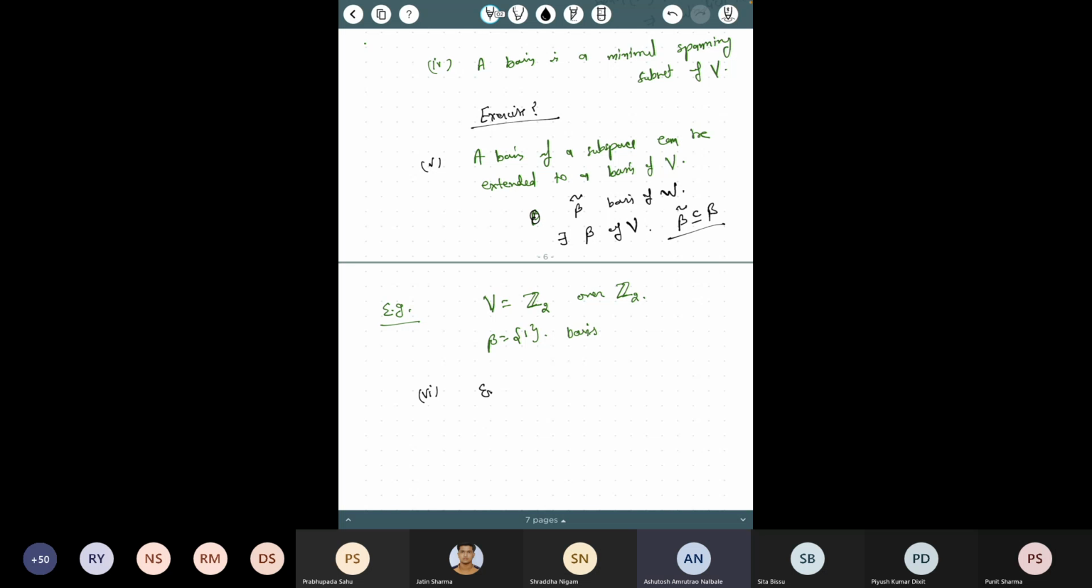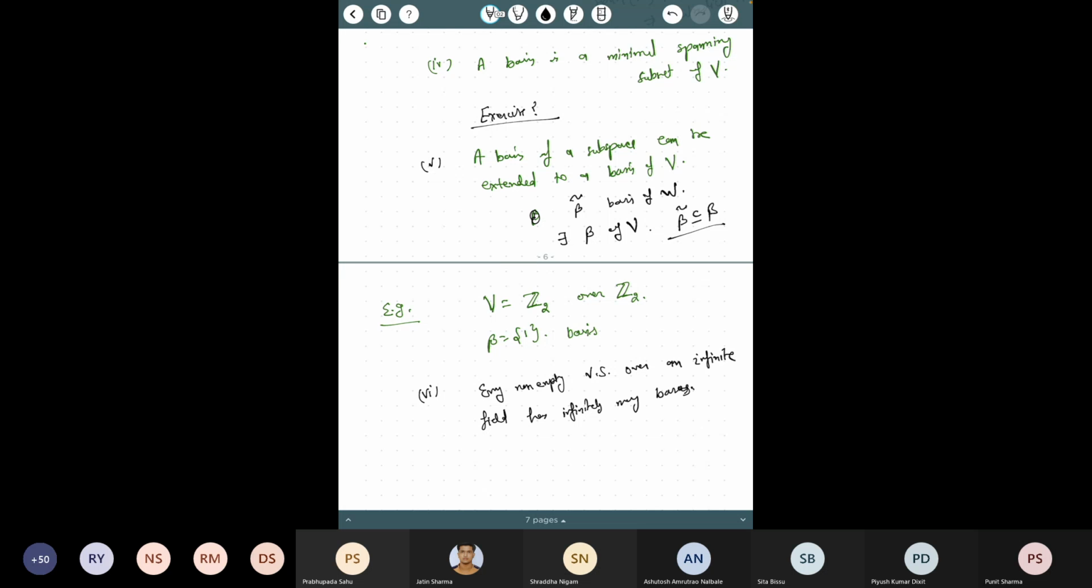Yes. So every non-empty vector space over an infinite field has infinitely many bases.